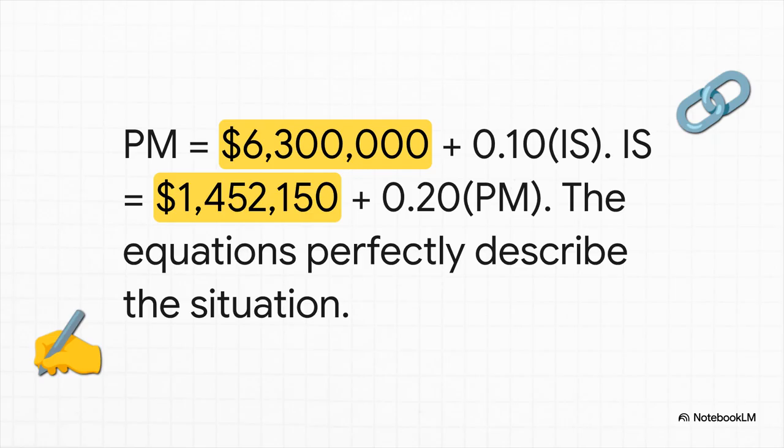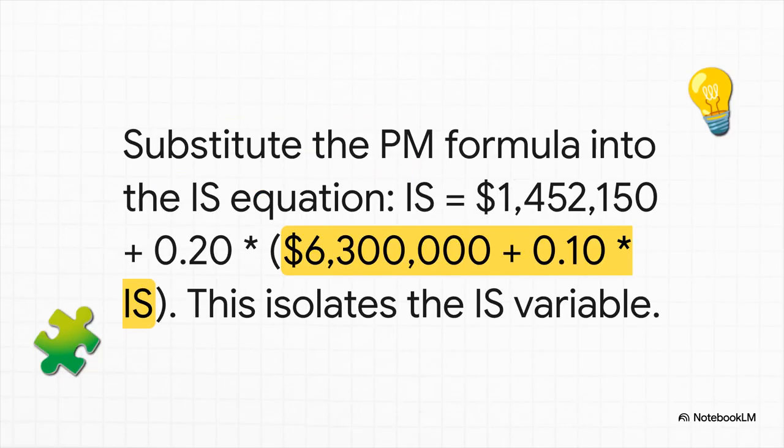Its total cost is its own direct cost, plus the 20% of PM's total cost that it uses. See? The equations just tell the story of what's actually happening. All right, step 2. We have 2 equations with 2 unknowns. This is classic algebra. The easiest way to crack this is substitution.